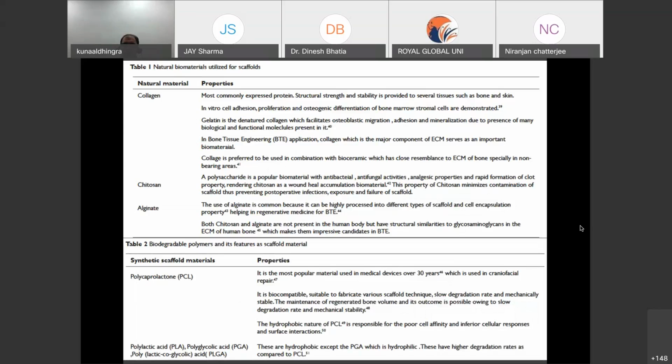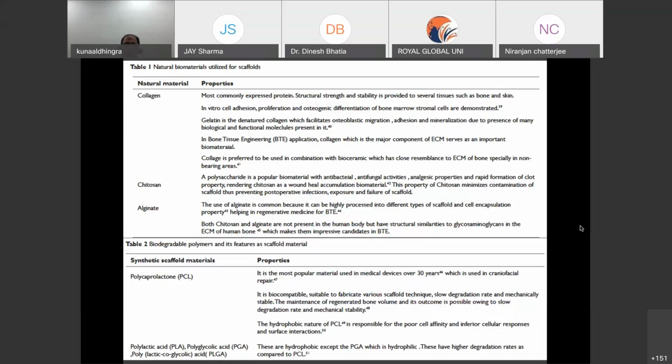3D printing plays a role in making scaffolds for us. So scaffolds can be of natural biomaterial. The naturally existing scaffolds are collagen, chitosan, and alginate, which are commonly used in lab experiments. But 3D printing especially utilizes synthetic ones. So the synthetic scaffold material commonly used is polycaprolactone or PCL. It is the most commonly used material in medical devices. It is biocompatible, suitable to fabricate various scaffold techniques, has a slow degradation rate, and is mechanically stable.